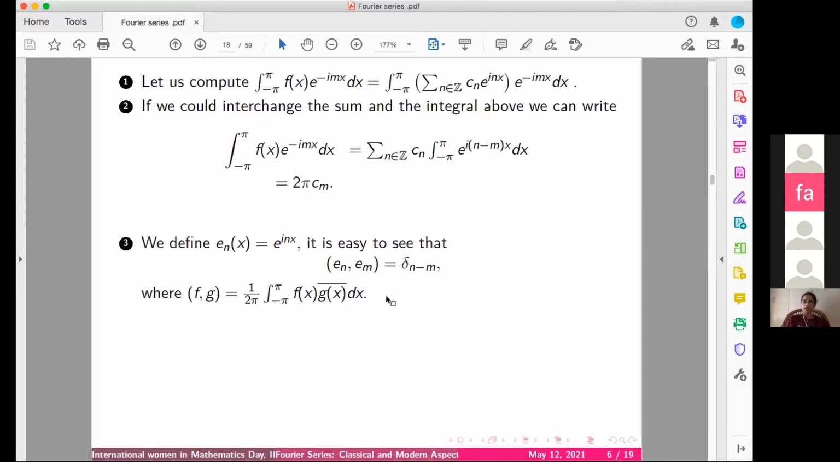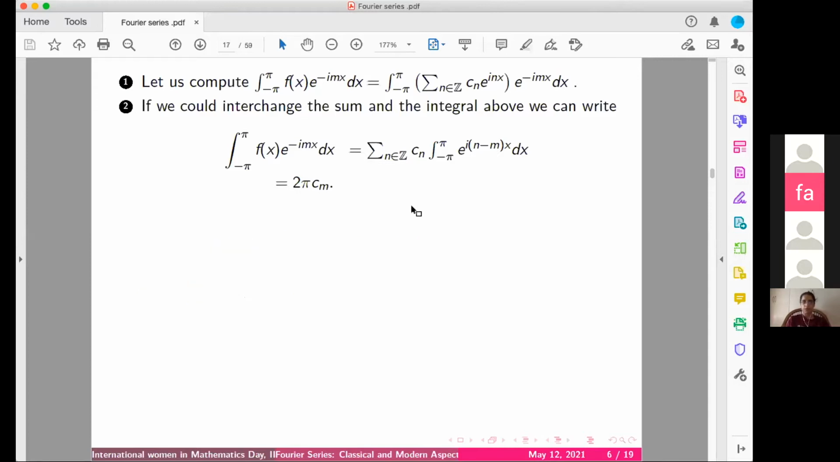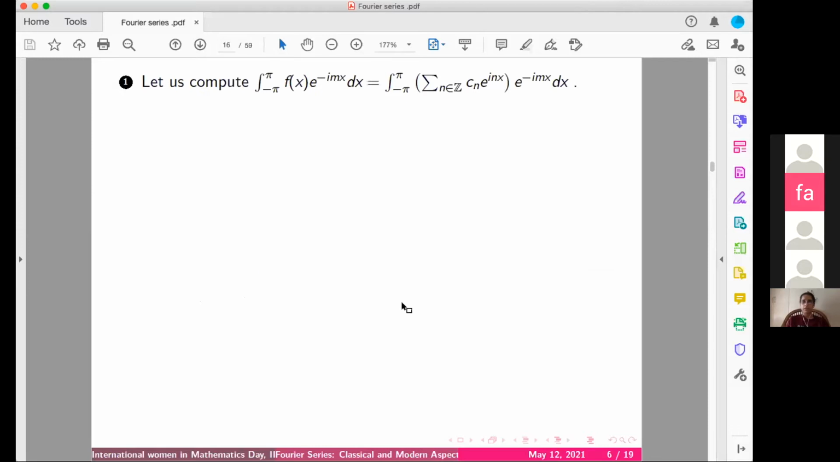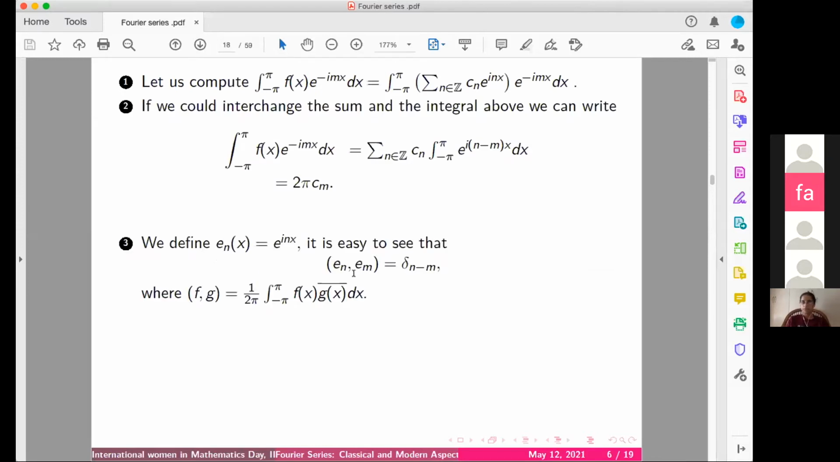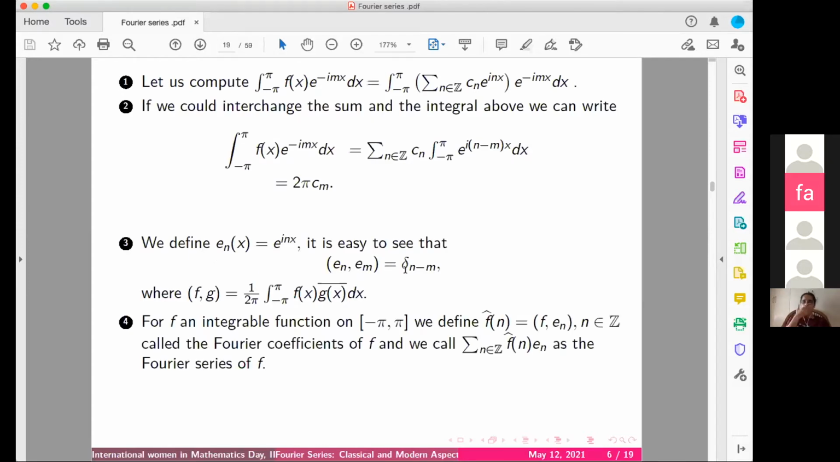Okay. Then if we define En of x as e to the i n x, and then we define the inner product like this, integral from minus pi to pi of 1 by 2 pi f of x g of x bar dx, you can write the previous formula in terms of the inner product. So basically, those who know functional analysis or linear algebra, this is an inner product, and this tells me that the En's, with n ranging over the integers, are orthogonal.